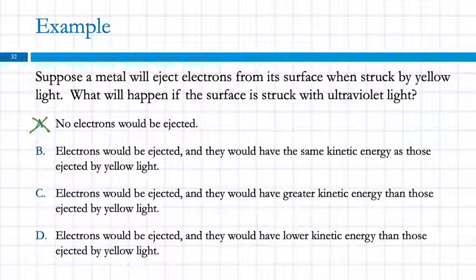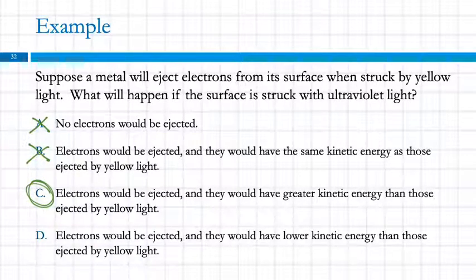So yellow light will eject electrons, and the ultraviolet will eject electrons, but the ultraviolet has more energy. So this is the kids at Disneyland. They have more money. So the kinetic energy is like the money they have to spend on stuff. So this isn't true because they're going to have a different amount of kinetic energy. The electrons would be ejected and they would have greater kinetic energy. Yeah, that's the correct one.